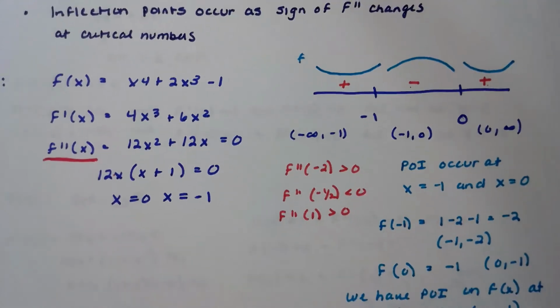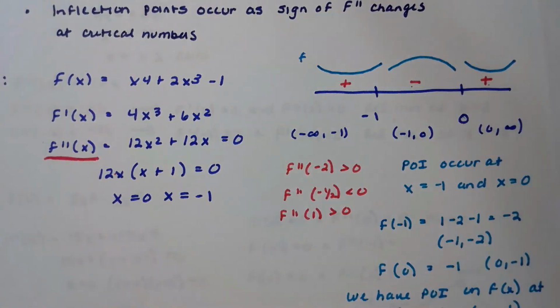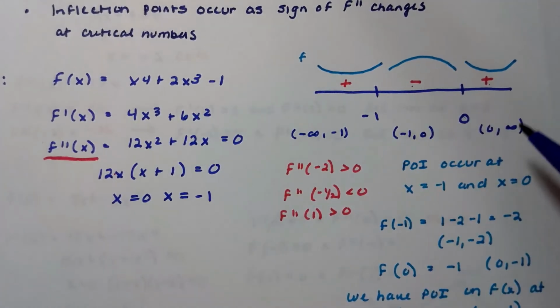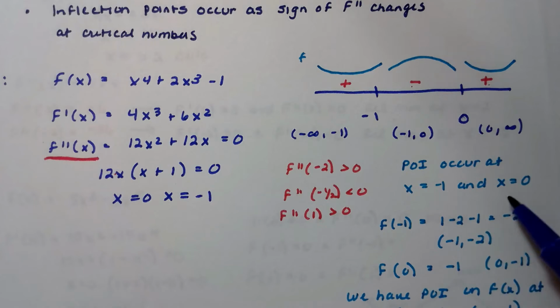So I know that I'm going to have points, and you don't have to do the little concavity things if you don't want to, but it's just to reinforce the fact that the changes in concavity have to do with the second derivative. But just because the second derivative changes signs at -1 and at 0 on the left and the right, you can just state that points of inflection will occur at x equals -1 and 0.